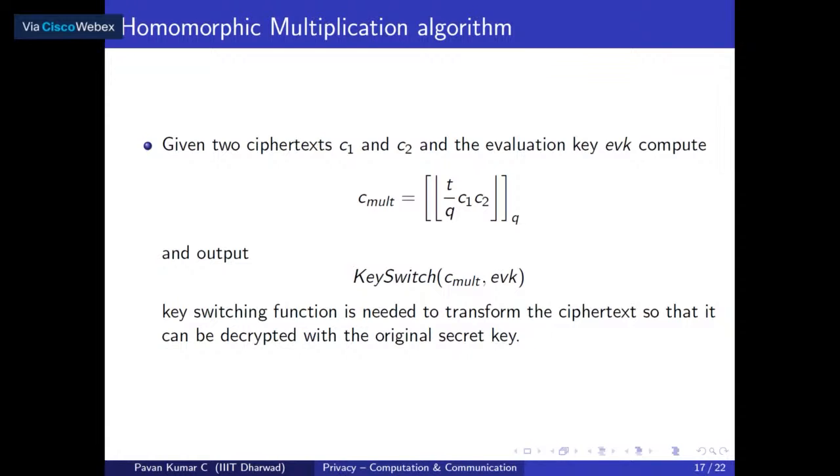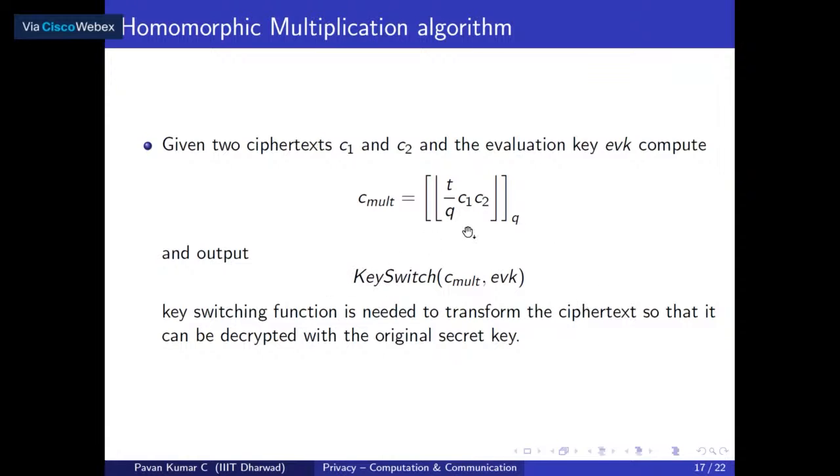But homomorphic multiplication is somewhat different. In this case, given two ciphertexts C1 and C2 and the evaluation key, we can compute this multiplication with the help of the key switch. Key switch is required.